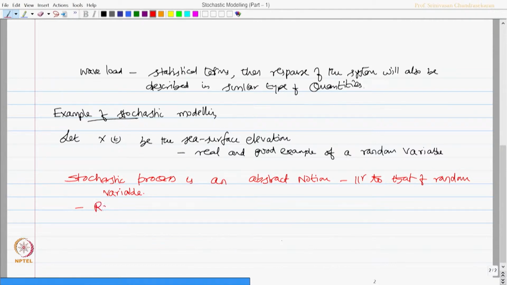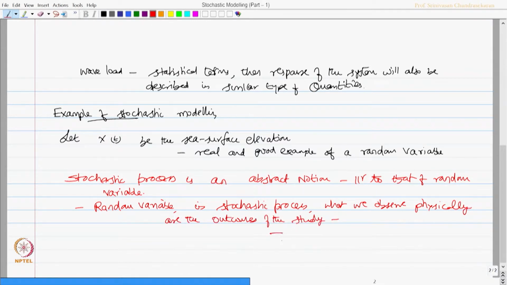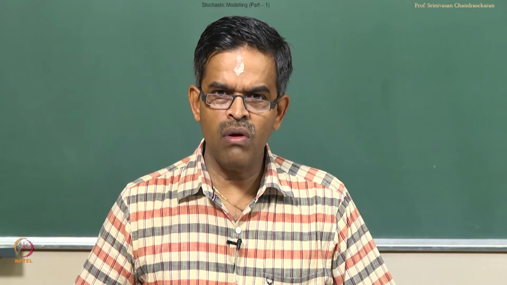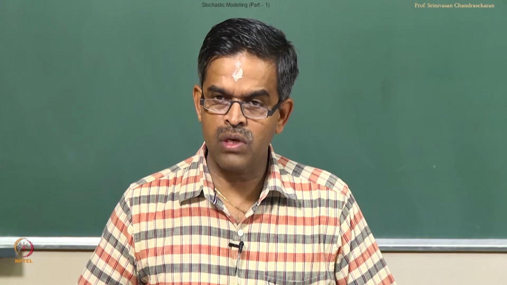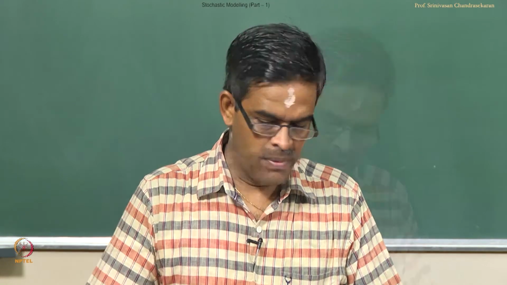Interestingly, similar to that of a random variable, in a stochastic process, what we observe physically are the outcomes of the study. We call this a realization. So, the term realization is the physical outcome of the stochastic process, which is in a more or less similar sense to the outcome of a typical random variable.